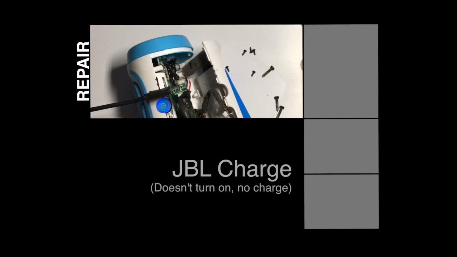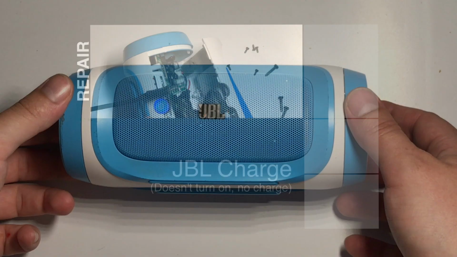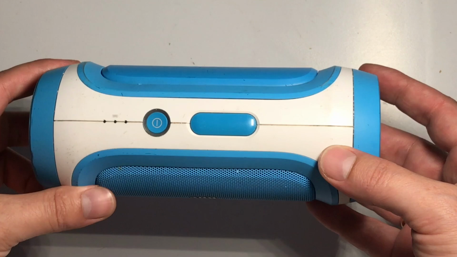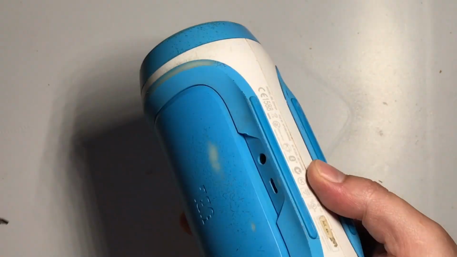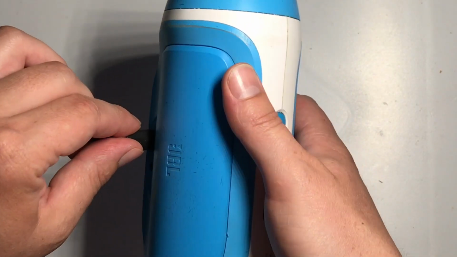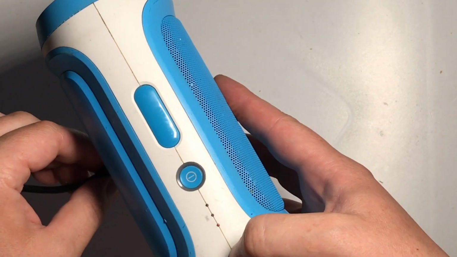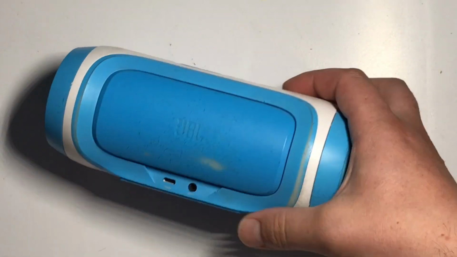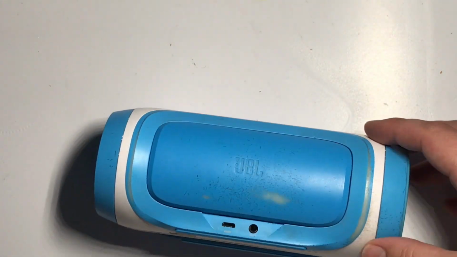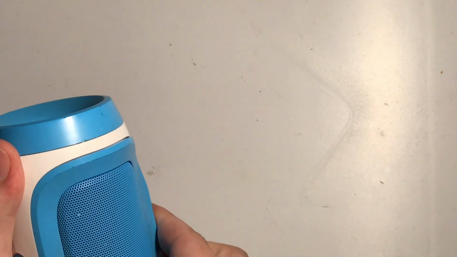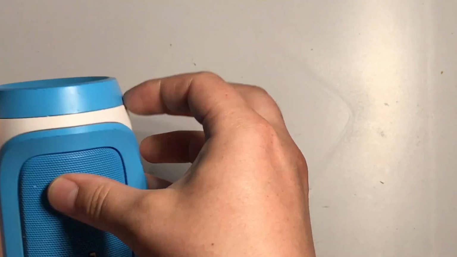Hi guys, today we're gonna fix the JBL portable speaker. So the problem is the device doesn't turn on and doesn't charge. So let's disassemble the device by unscrewing 5 small bolts and 4 big bolts from the side.